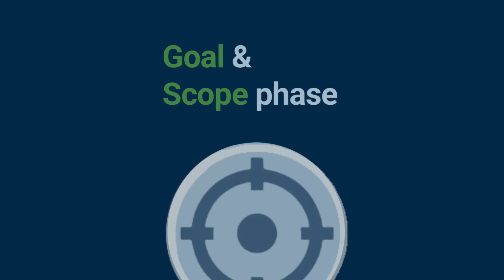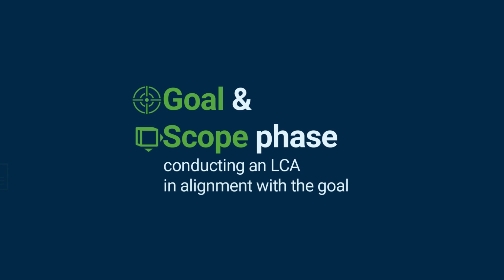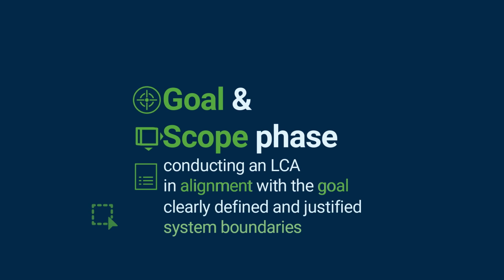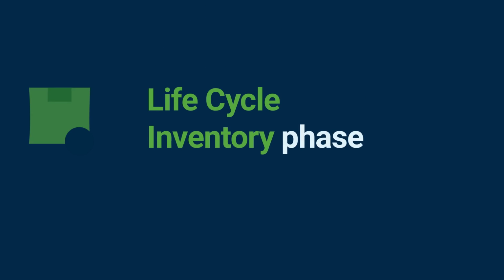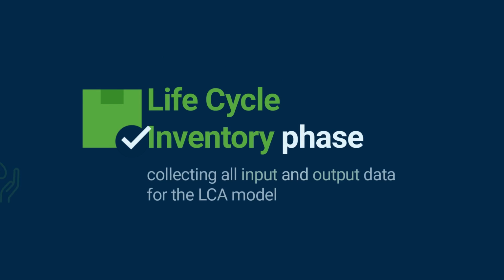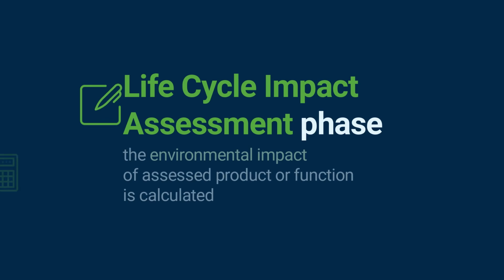As the name suggests, in the goal and scope phase, the goal and scope of the LCA are defined. The aim of this phase is to make sure that the LCA is conducted in alignment with the goal, and that the system boundaries are clearly defined and justified. In the second phase of LCA, the life cycle inventory phase, all input and output data for the LCA model is collected. In the third phase, the life cycle impact assessment phase, the environmental impact of the assessed product or function is calculated.